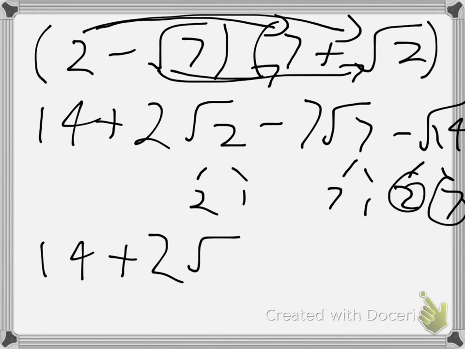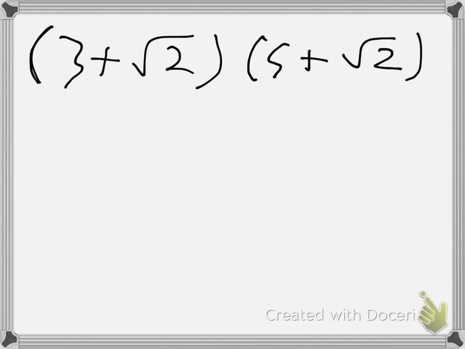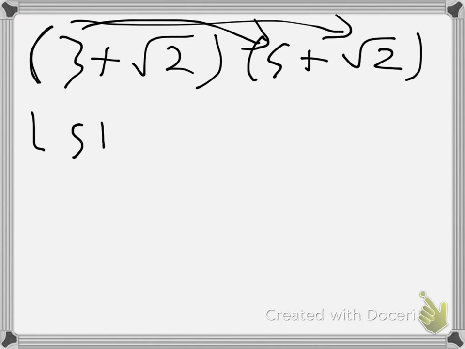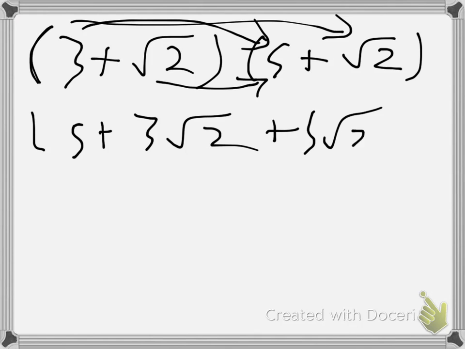My simplified radical expression is 14 plus 2 square root of 2 minus 7 square root of 7 minus 14. Now, in this situation, it will be simplified further. 3 times 5 is 15. 3 times square root of 2 is 3 square root of 2. Square root of 2 times 5 is 5 square root of 2. And square root of 2 times square root of 2 is square root of 4.